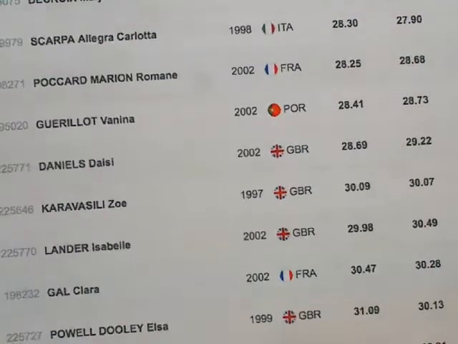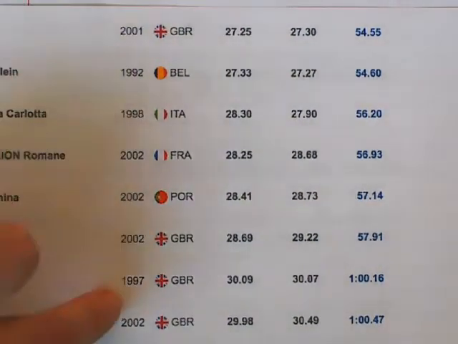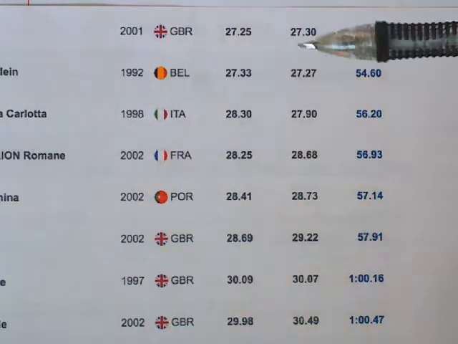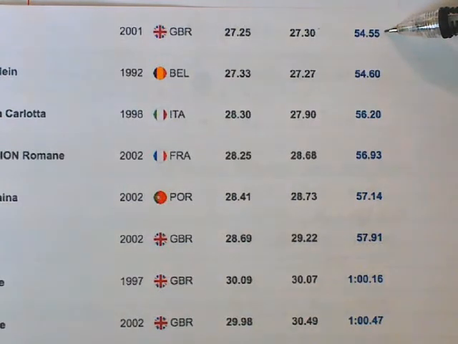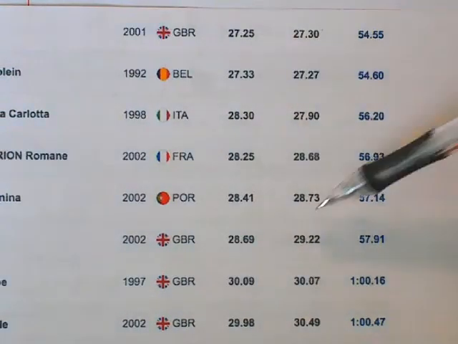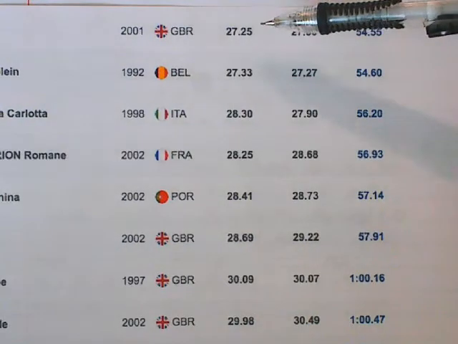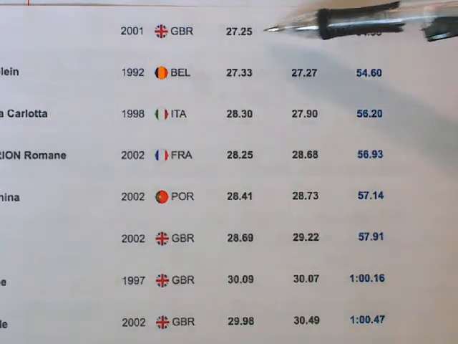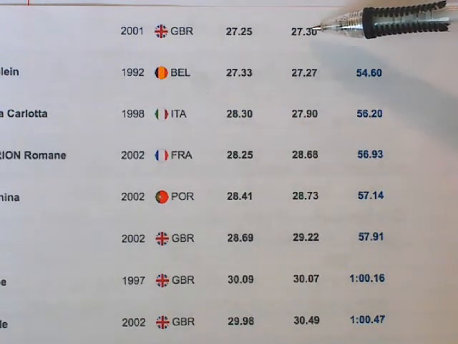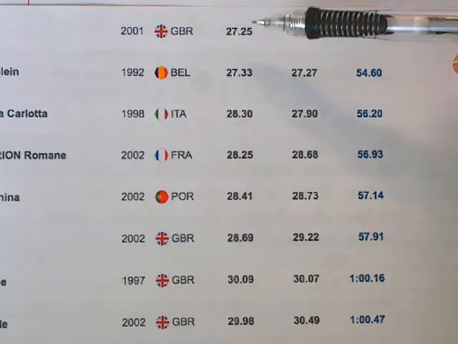I found some current data about slalom racing. Here is their birth year, by the way, which makes me feel old. Then first run, second run, overall time. What I can do with this data is ask, is there a difference? Remember, we're talking statistically significant, not an eyeball difference. Obviously, I can see there's an eyeball difference between these two values, but is it statistically significant? Does it really matter?